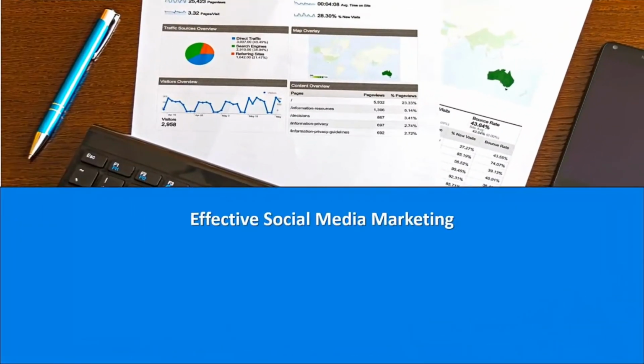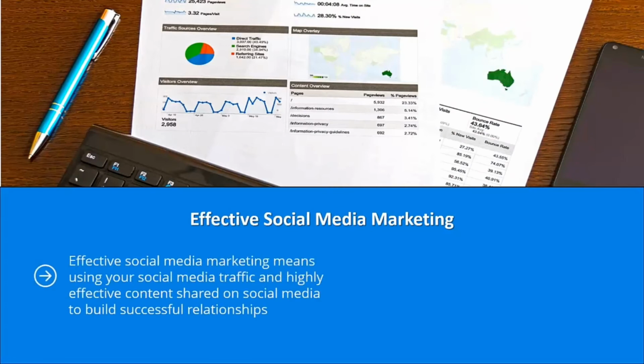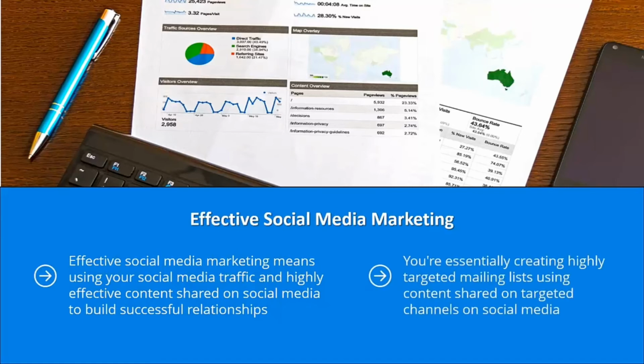Effective social media marketing. Effective social media marketing means using your social media traffic and highly effective content shared on social media to build successful relationships. Your email list is going to be the platform you will use to convert the relationships made possible through all that social media traffic. You're essentially creating highly targeted mailing lists using content shared on targeted channels on social media. This is the secret to effective modern social media marketing.